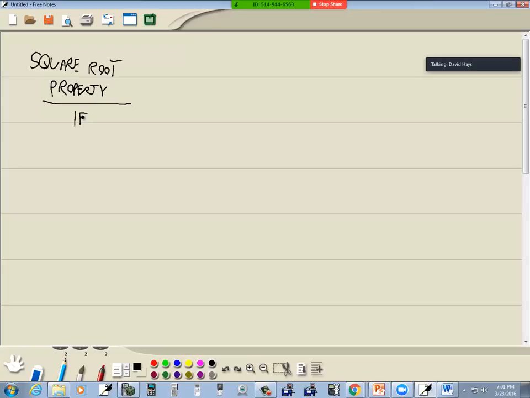Square root property says if you got something squared equal to something else, then you can drop the squared and you put a plus or minus square root on the other side. Now it really is as vague as what I just said. This can be anything. As long as you have something squared is equal to something else, you can apply this. Now the part that's squared has to be by itself on the side. Can't have anything in front of it, can't have anything after it.